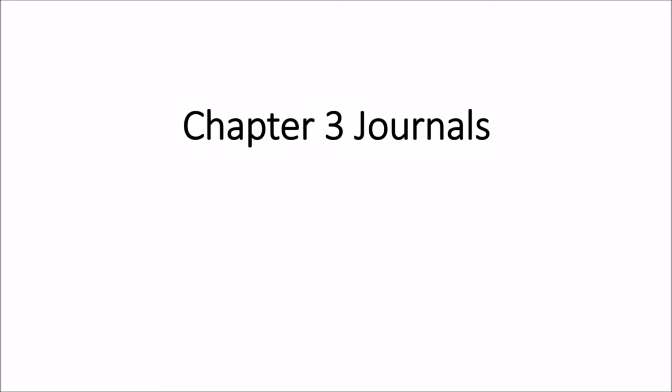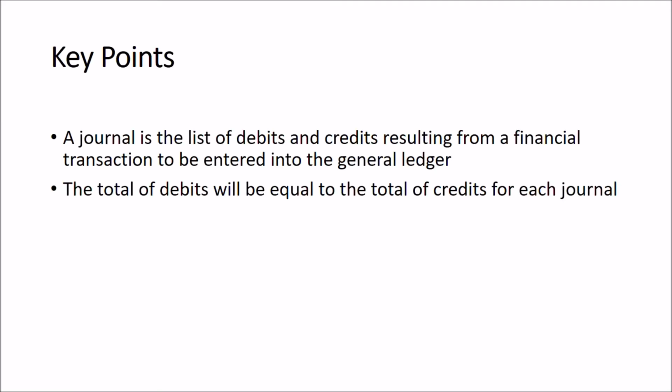Chapter 3, Journals. Key points in this chapter. A journal is the list of debits and credits resulting from a financial transaction to be entered into the general ledger. The total of debits will be equal to the total of credits for each journal.